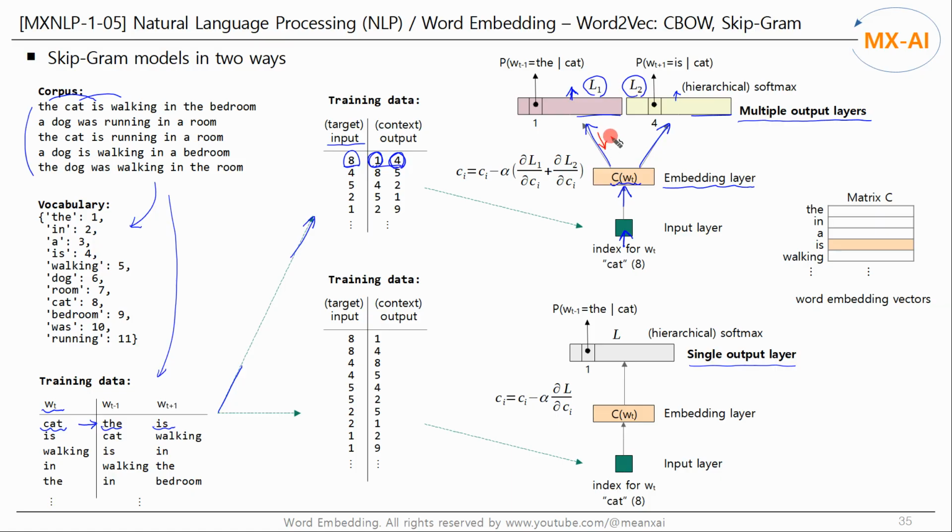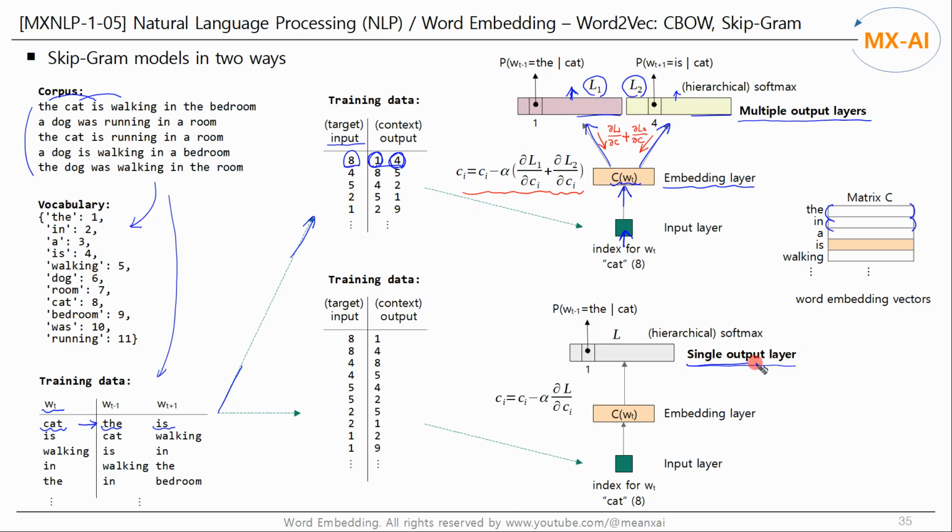In the backpropagation process, the gradient of each loss is backpropagated. The 2 gradients are added together, and then each element of the embedding vector is updated using the gradient descent. After training, we get a word vector for each word in our vocabulary.